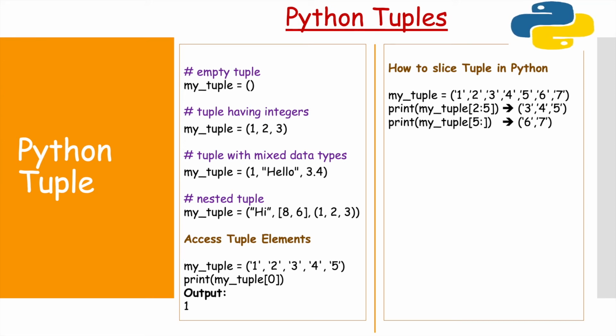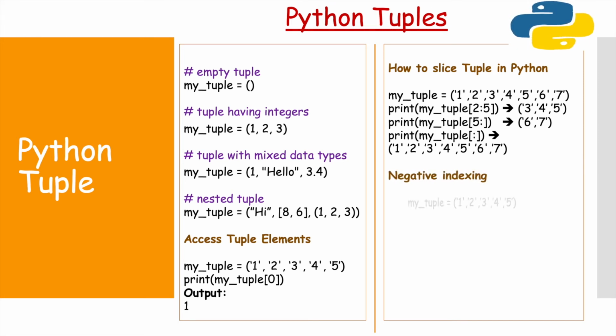This is an example when you are providing only the starting index. So you are going to get all the elements starting from the index number 5 to the end of the tuple. And this is an example when you are providing neither the starting index nor the end index. So you are going to get the whole tuple of elements.